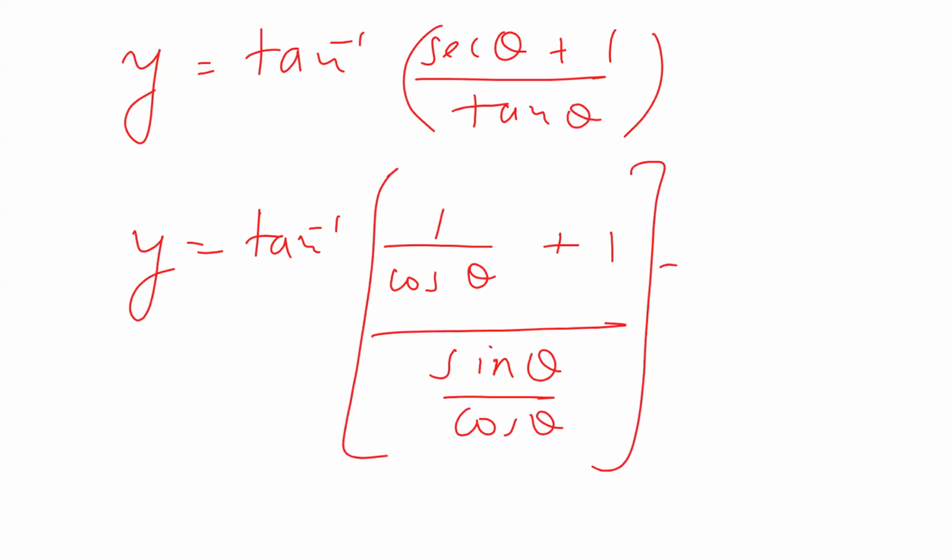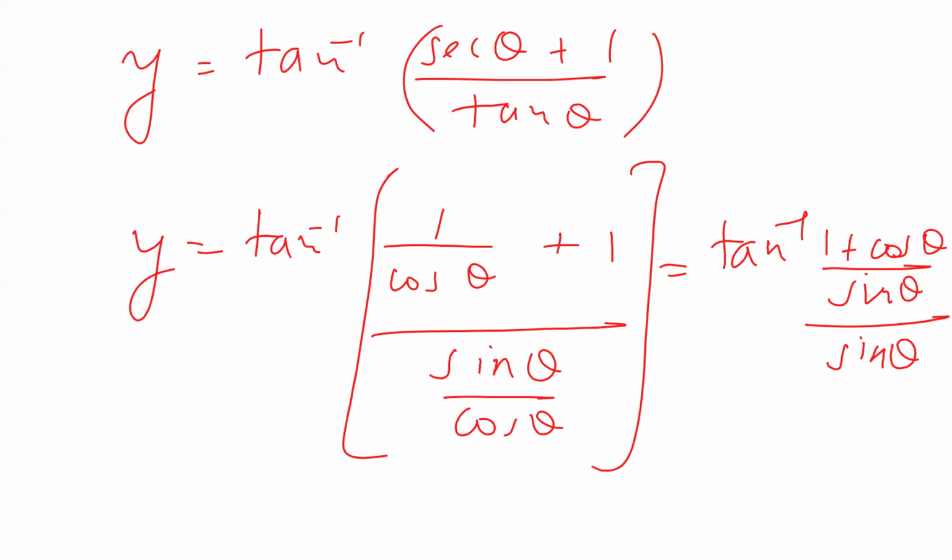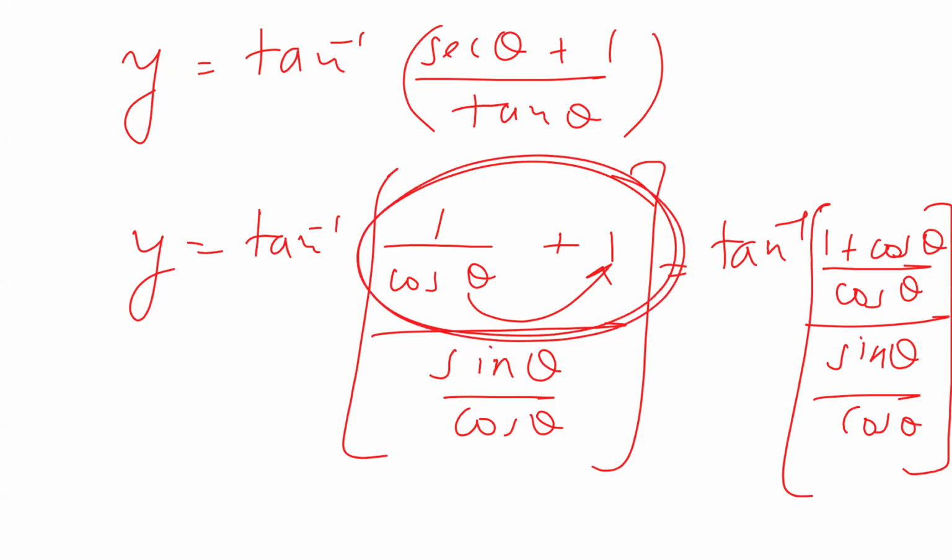Okay, so this will be tan inverse of 1 plus cos theta upon cos theta, the whole upon sin theta by cos theta. So I've taken LCM over here, this part I've taken LCM. Cos and cos will get cancelled. So what we are left with, y is equal to tan inverse of 1 plus cos theta upon sin theta.